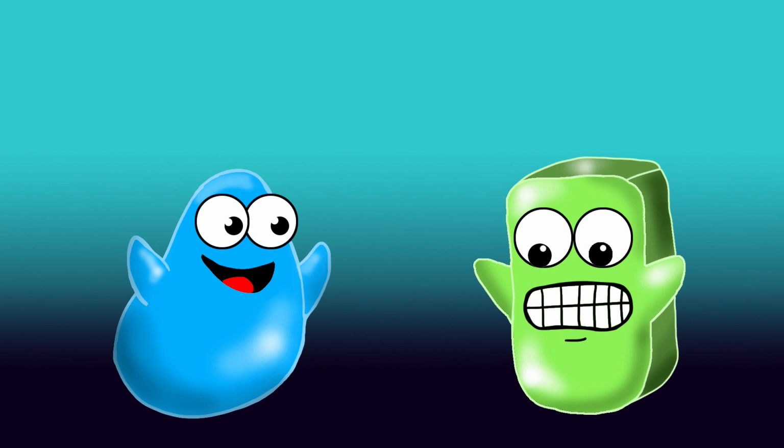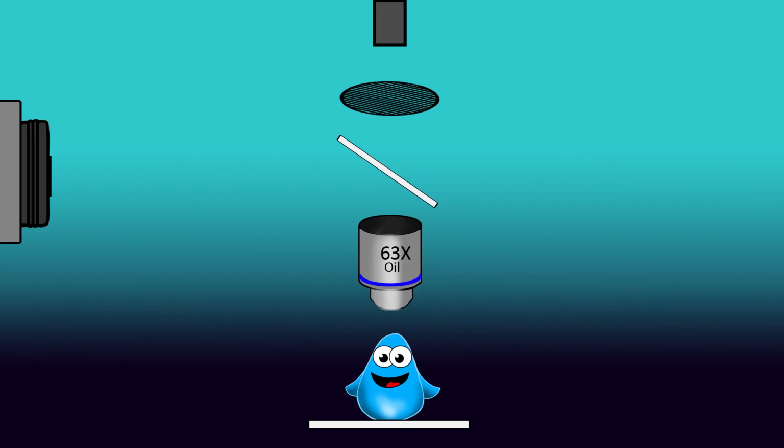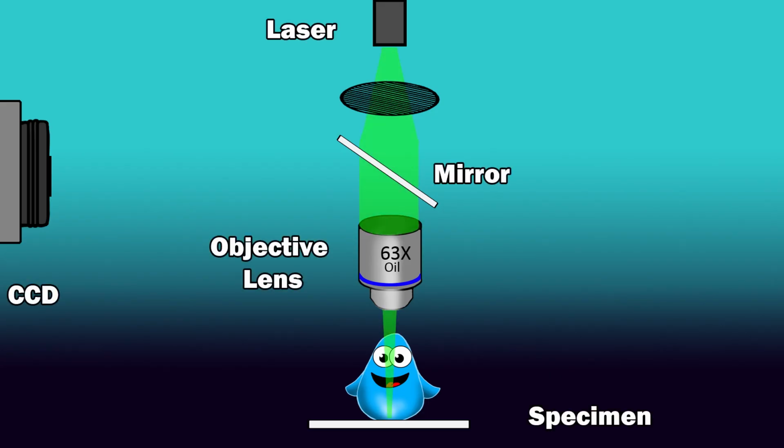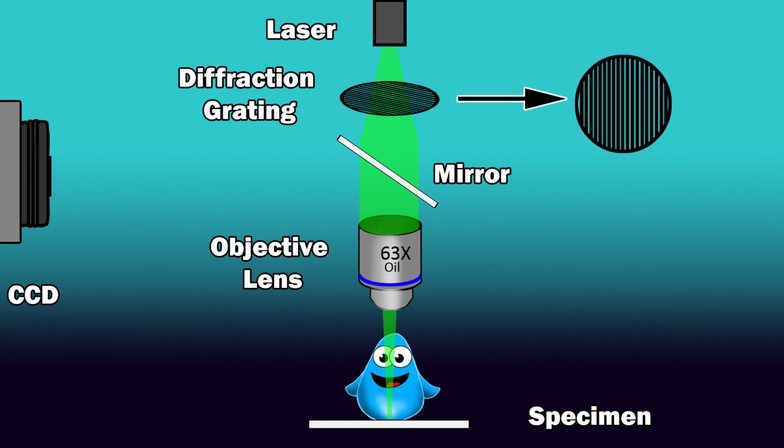Whoa, that's really trippy. But how does this apply to super resolution microscopy? With SIM, the sample is illuminated by a laser, but before the laser hits the sample, it first passes through a structure called a diffraction grating. A diffraction grating is a metal plate with very, very thin and closely spaced parallel lines etched out of it.